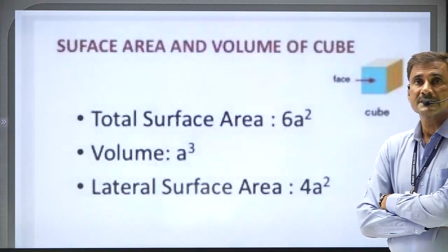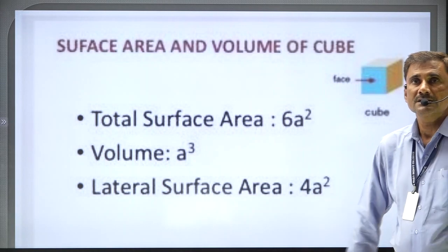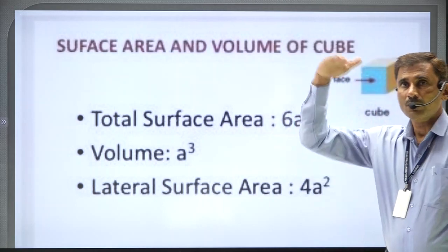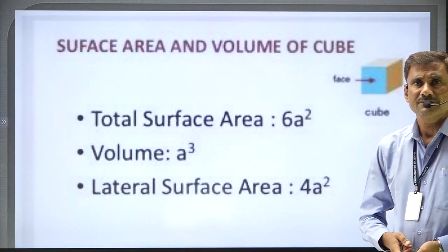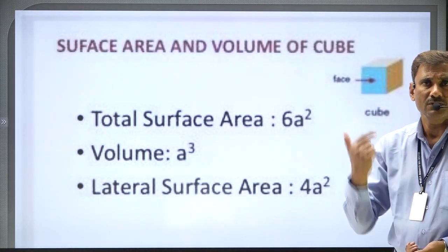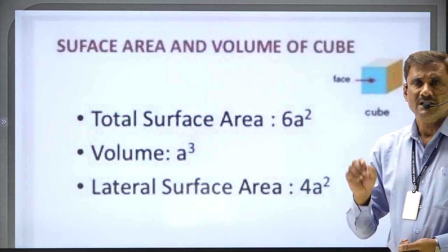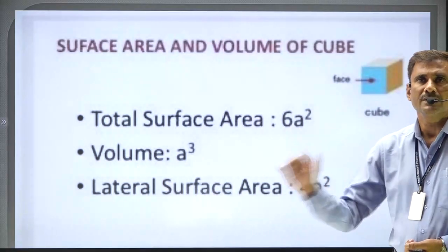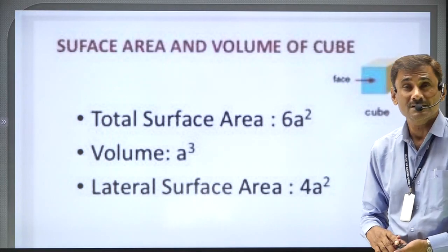So here, 6a square. Likewise, look at the last one, lateral surface area. Lateral means surrounding, not including the top and bottom faces. So it will be 4a square. Why? Because 4 walls are there, not a ceiling or floor. Volume is a cube, just length into width into height, so a into a into a, 3 times. So it is a cube. Very simple formulas here. I think no complication will be there.